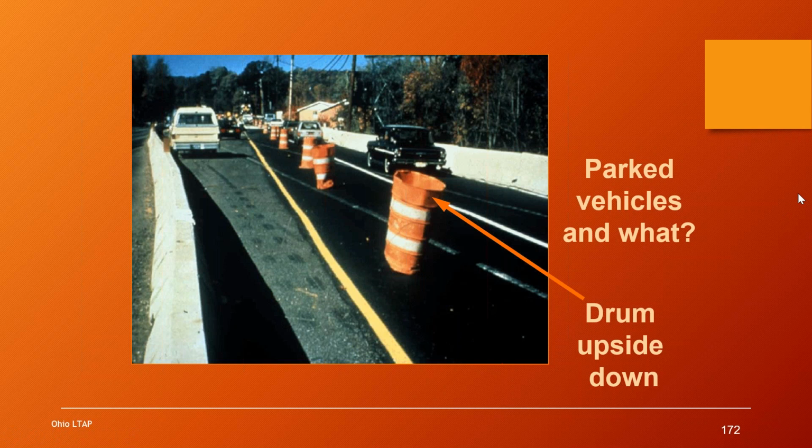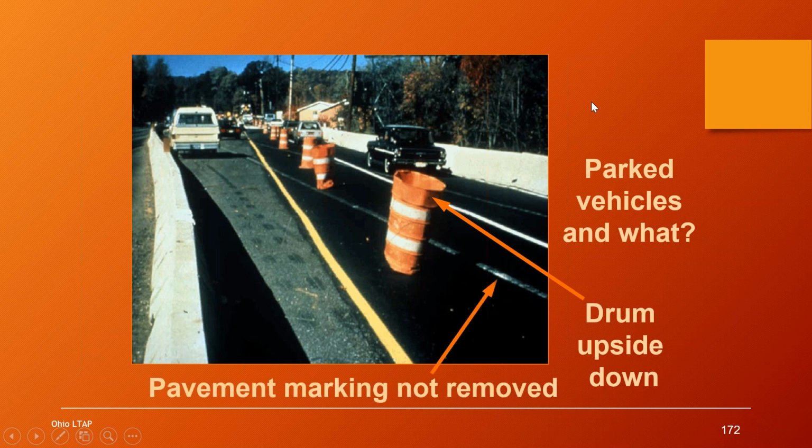Let's see what we got here. I see a barrel that looks a little crushed. I see someone wrote that. Pavement markings that are left over, old white lines, yeah. Okay. Good answers, good answers. What else do we see here? Pavement marking not removed. Drum with a distorted shape.